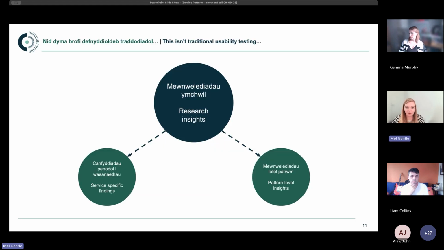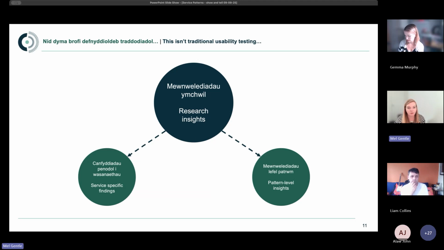I think it's worth saying that this wasn't just traditional usability testing. Normally when you test with end users or with citizens, you look at one service in detail and try and improve on that one service. But here, the service itself wasn't the only thing that we were testing. What we really wanted to know was, do those patterns work for people? Does having services following that same structure, using those building blocks, make them easier to use?